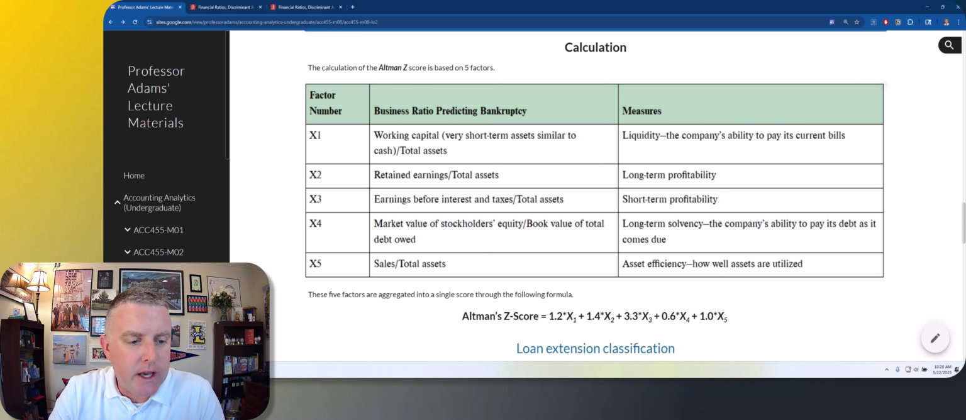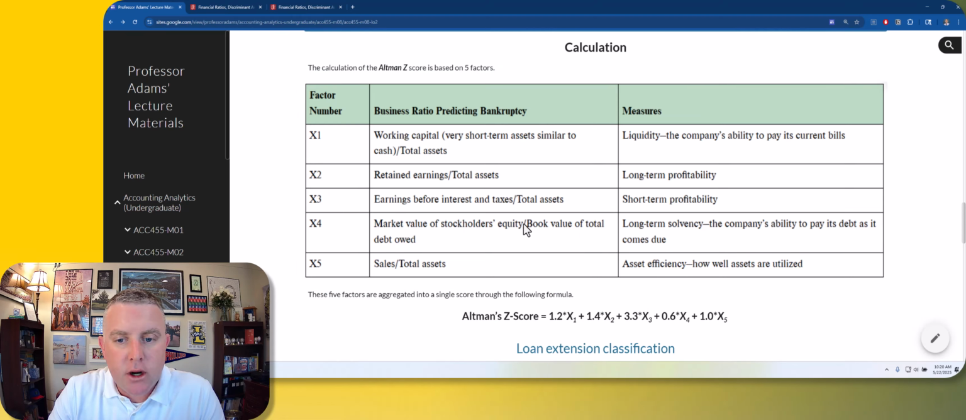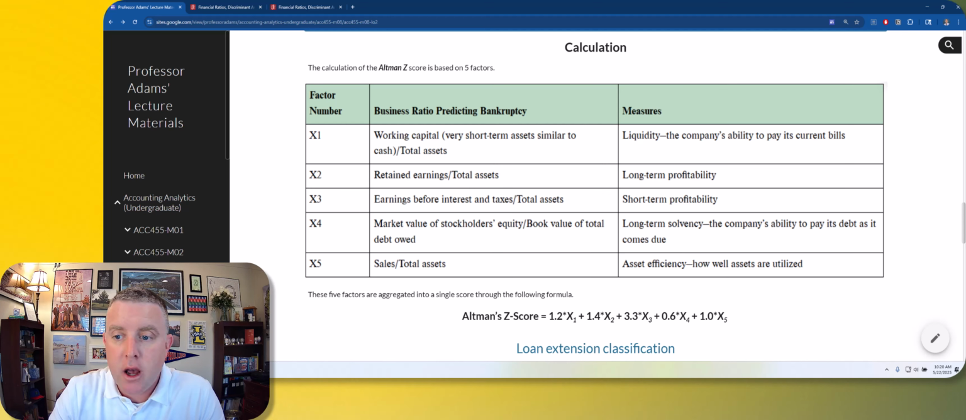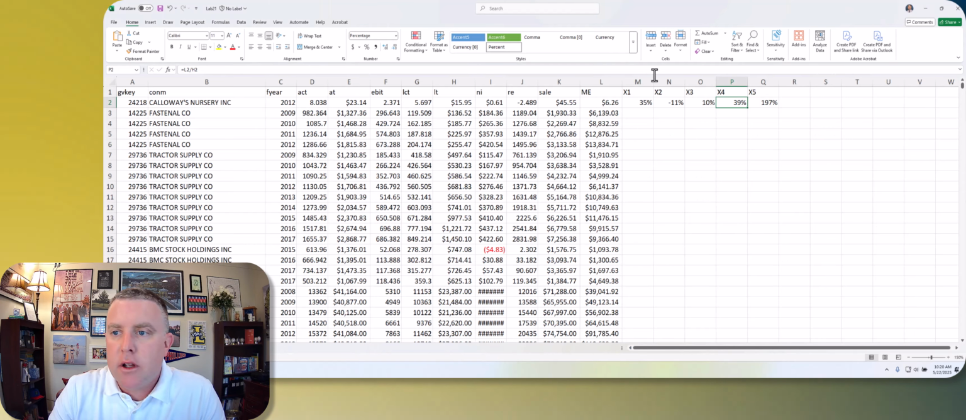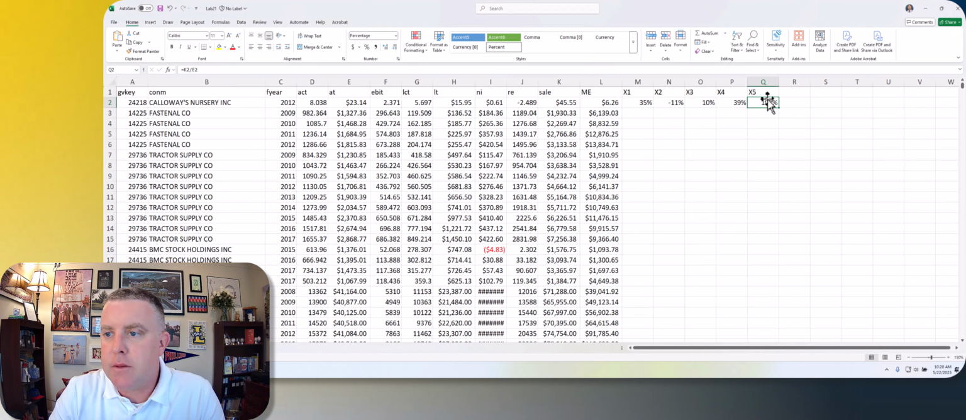So this is kind of like a scaled profitability measure. It's 10%. And then X4 is market value of equity divided by the amount of debt owed to measure the company's capital structure. And then X5 here is sales to total assets. Again, another efficiency measure.